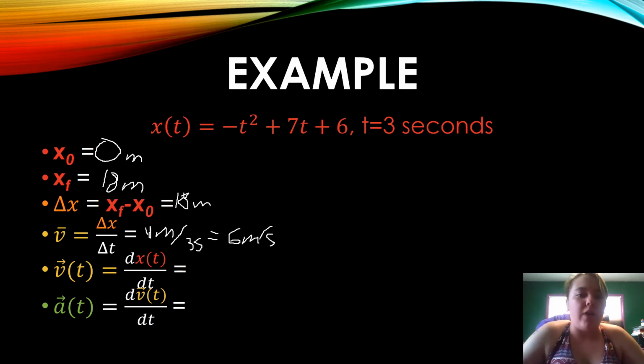Now, what about our instantaneous velocity? To do that, we need to take the derivative of this function. So we're going to have negative 2t plus 7 for our velocity function. And to find the velocity at 3 seconds, we simply plug in 3, and we have 1 meter per second.